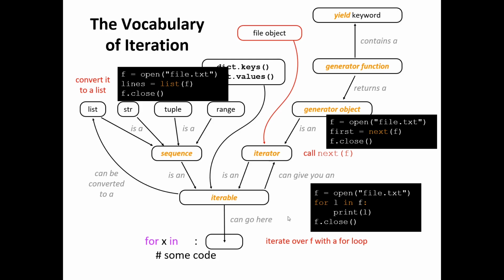Print L, and then close the file. So we can iterate over them with for loops. And then finally, remember that iterators are iterable, and anything that is iterable can be converted to a list. So in this case, we can do f equals open file.text to get a file object. We can say get all the lines as a list, and then just give that the file object. Convert the entire file into a list all in one step. Remember to close it when you're done.